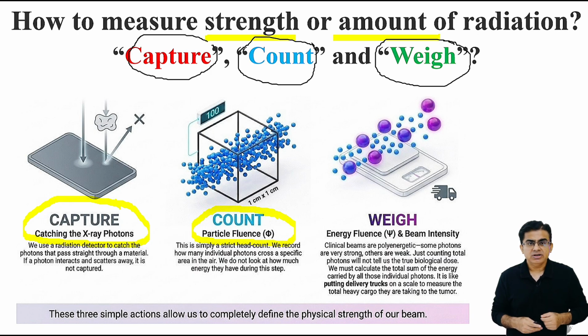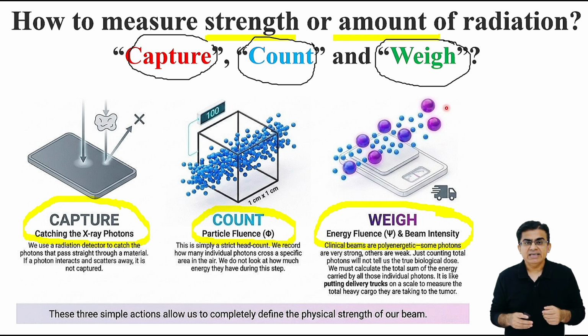Third, and very importantly, we must weigh these photons. What does it mean to weigh them? We are talking about measuring the energy fluence and the intensity. Our clinical linear accelerators produce a polyenergetic beam. This means the photons do not all have the same energy. Some might have 1 MeV, others might have 6 MeV.